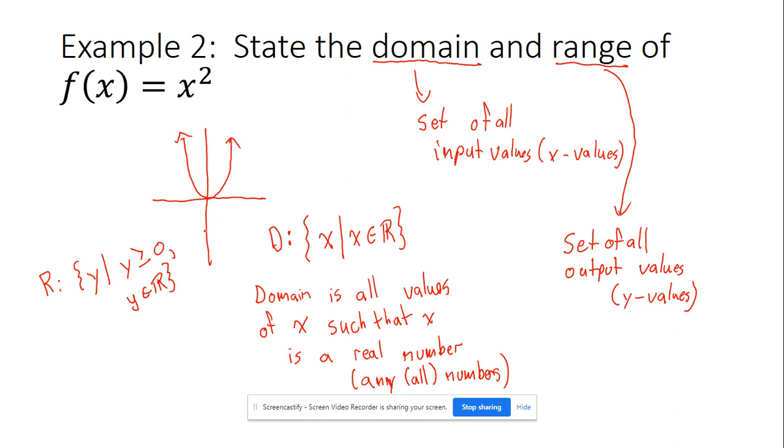so it never comes down below the x-axis, right? So our y values are all going to be positive numbers. Okay, I'm going to say non-negative because we're including 0 as well. So it's all y such that y is greater than or equal to 0, where y is a real number. Okay, so there's a domain and range.